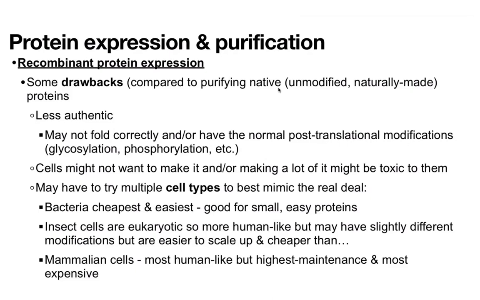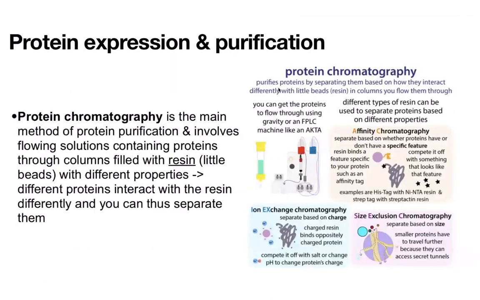Bacteria, this is our cheapest and our easiest. They're good for small, easy proteins. But if you're dealing with something more complicated, something that's normally in a eukaryotic cell, so not bacteria, you might want to try another type of eukaryotic cell. So insect cells, more human-like, but they might have slightly different modifications, but they're easier to scale up and cheaper than mammalian cells, which are the most human-like, but they're the highest maintenance and most expensive.